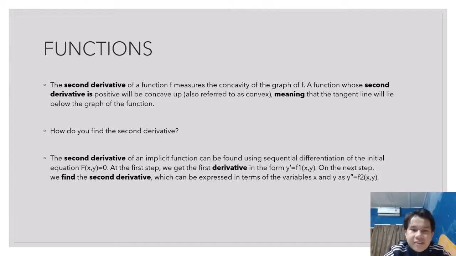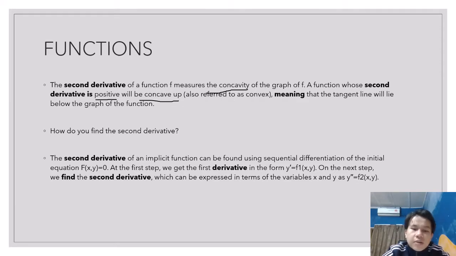So, second derivative, what is the function? The second derivative is a measure of concavity. The graph of a function f whose second derivative is positive will be concave up, and negative will be concave down, meaning that the tangent line will lie below the graph of the function for concave up.